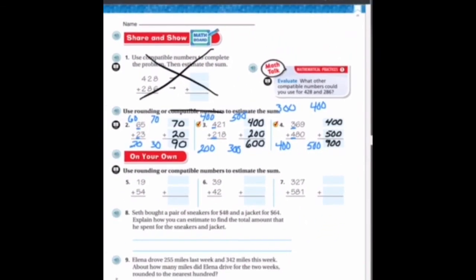So those are the 3 share and show problems, boys and girls. Again, if you have questions, please come and see me so I can help you out and clear up any confusion. If you think you're good to go, you can start on the daily assignment.